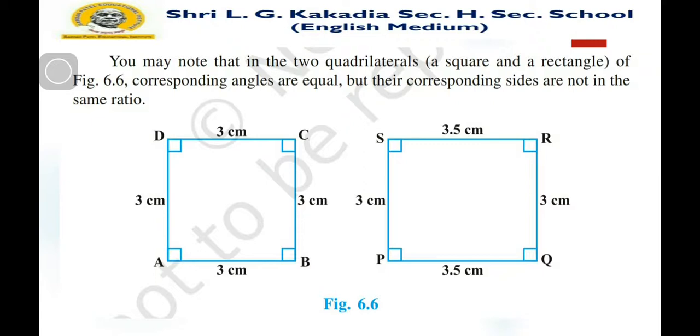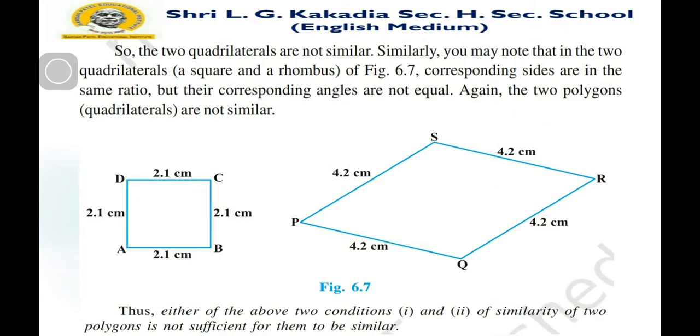So two conditions must be satisfied. The first is that all the angles are equal, and the second is that the corresponding sides are in the same ratio. Then we can say that both the figures are similar. As you can see here, the two quadrilaterals are not similar.